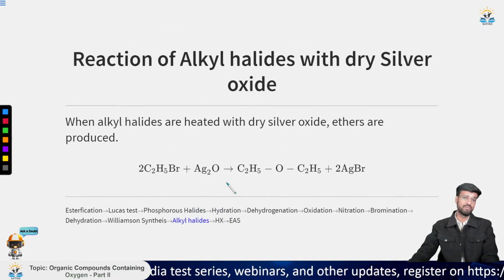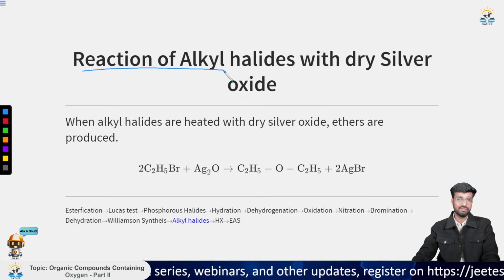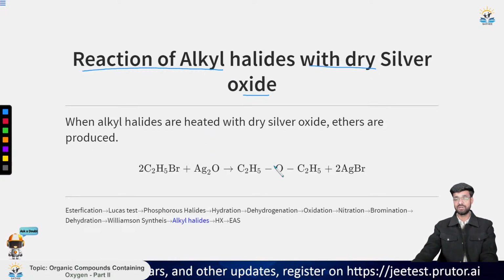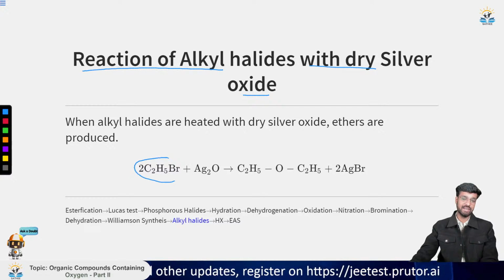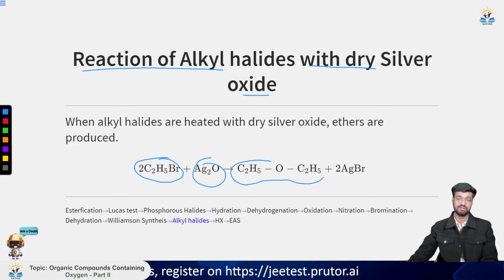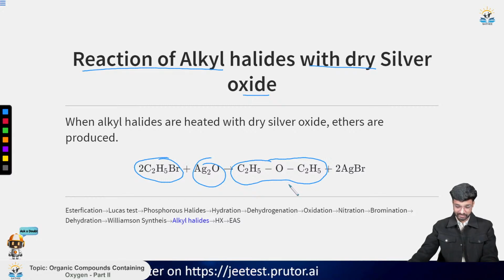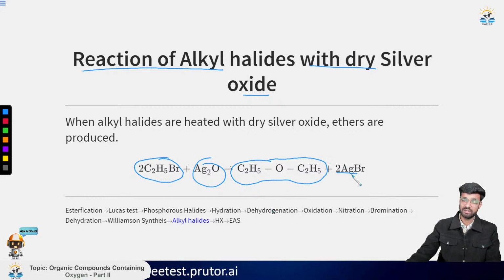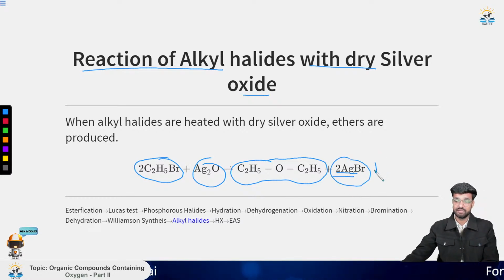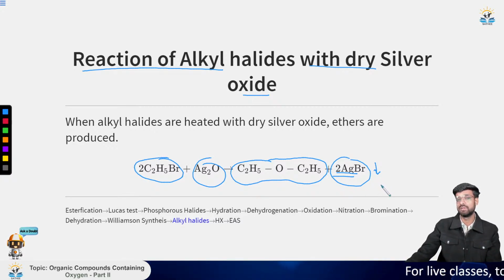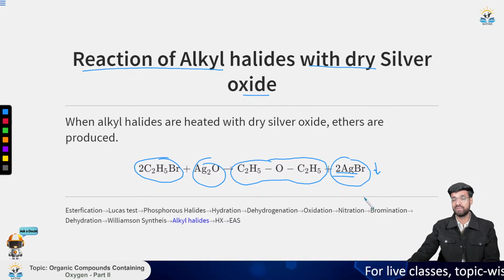Now let us move to another reaction, that is the reaction of alkyl halide with dry silver oxide. It is also a preparation method that is used for the preparation of ether. So we take alkyl halide in the presence of silver oxide and we will get our ether. This is an additional reaction I have added. It can be used if you have to do the synthesis or if you are asked in an exam. And you will get silver bromide which is precipitated. So you can use this reaction very well because the side product is precipitated and can be filtered easily.